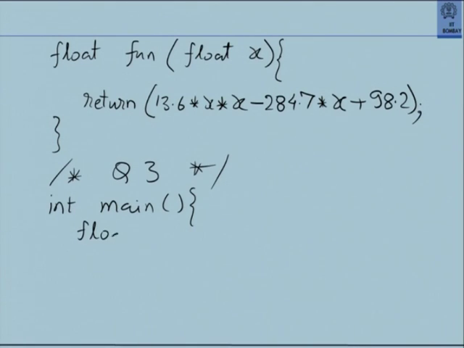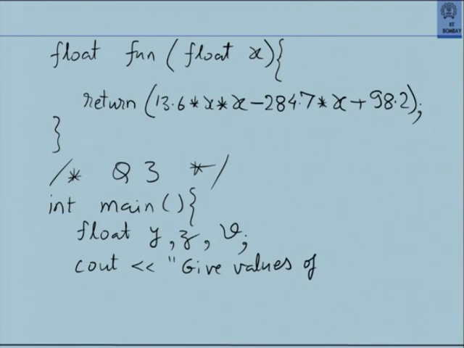So, it is very simple. I will say float Y, Z and V. I have to read the value of Y and Z. I am asking the user to give me 2 values. It is only proper that I give a message out first. What should I say? See out, give values of y and z. Okay?